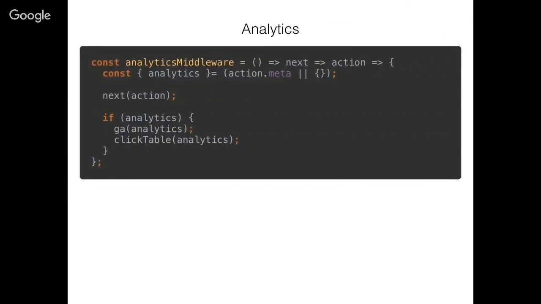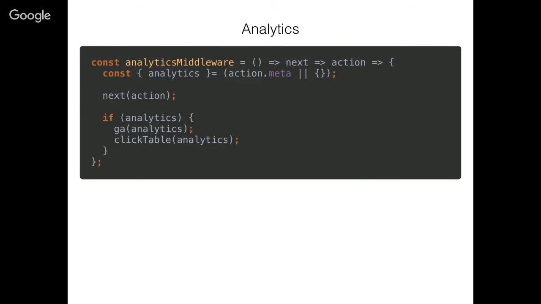I can create a middleware that's responsible for analytics. The way it's going to work, I'm going to look inside my action for a new key called meta. I don't know if you guys heard about FSA, which is Flux Standard Actions. It's not a library. I said I'm not going to be talking about libraries. It's an idea for a standard, a way for us to write our actions so they'll be compatible between different libraries.